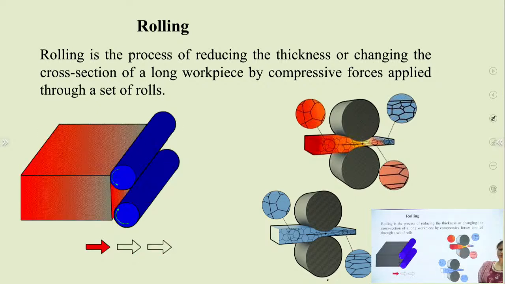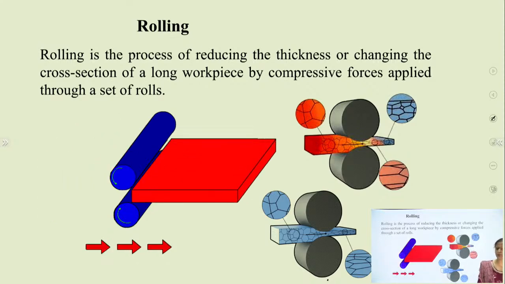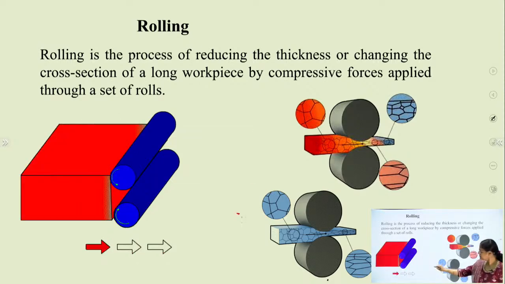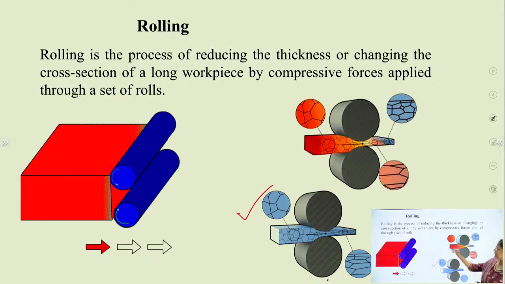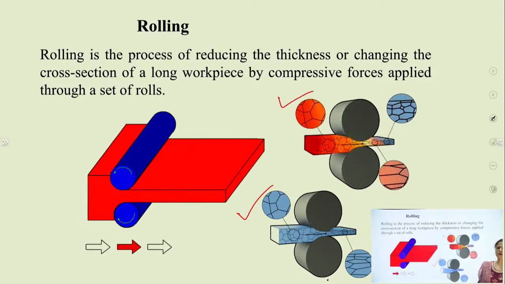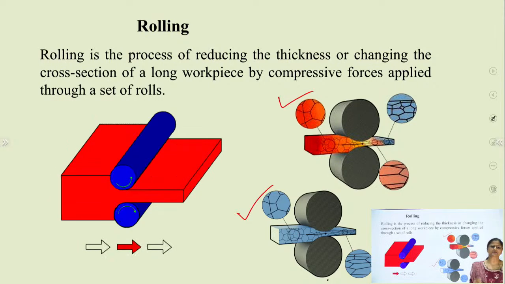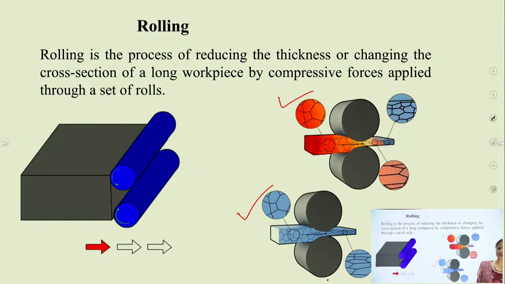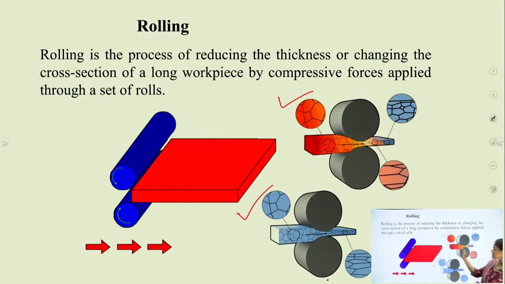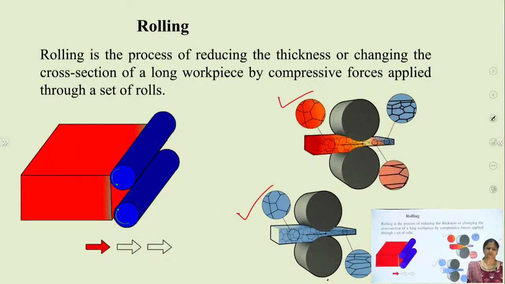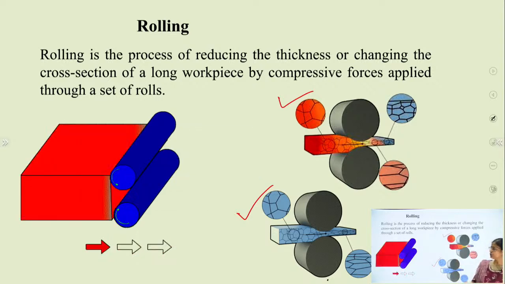So here in these two figures we can easily differentiate the cold rolling and hot rolling process. This figure is showing the cold rolling process and this figure is showing the hot rolling process. We can clearly see the difference in grain structure after the cold rolling and hot rolling operation. The initial grain structure is the same before rolling, but what happens during rolling?